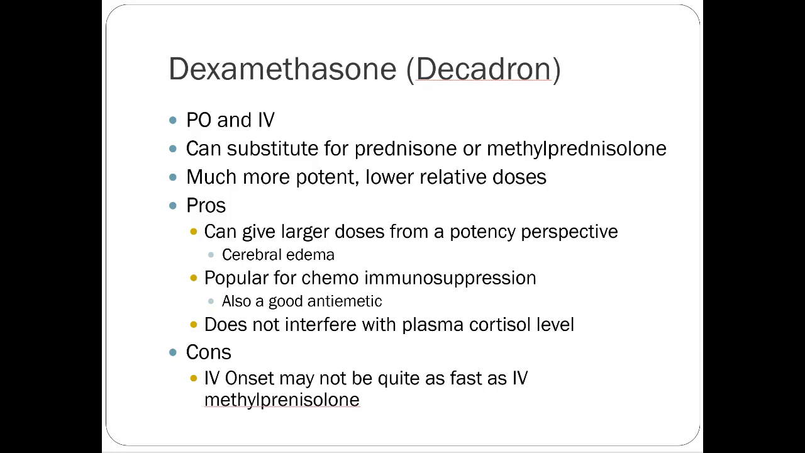It's a really popular choice for chemoimmunosuppression and antiemetic use. It doesn't interfere with plasma cortisol levels, or shouldn't, so you could still theoretically check a cortisol level on somebody and see how well the body is making the endogenous steroid. Cons, the onset's not quite as fast as IV methylprednisolone. So for those really acute situations, we're usually going to use that drug instead.